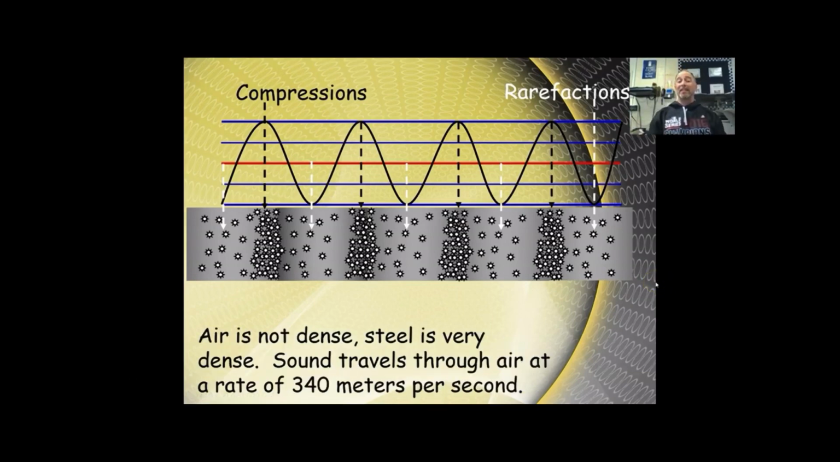Air is not dense. Steel is really dense. Sound travels through the air at a rate of about 340 meters per second. Just about, give or take. Another fun little thing you can do with sound. Hi, I'm big again. When you hear lightning and you see the flash of lightning, start to count.